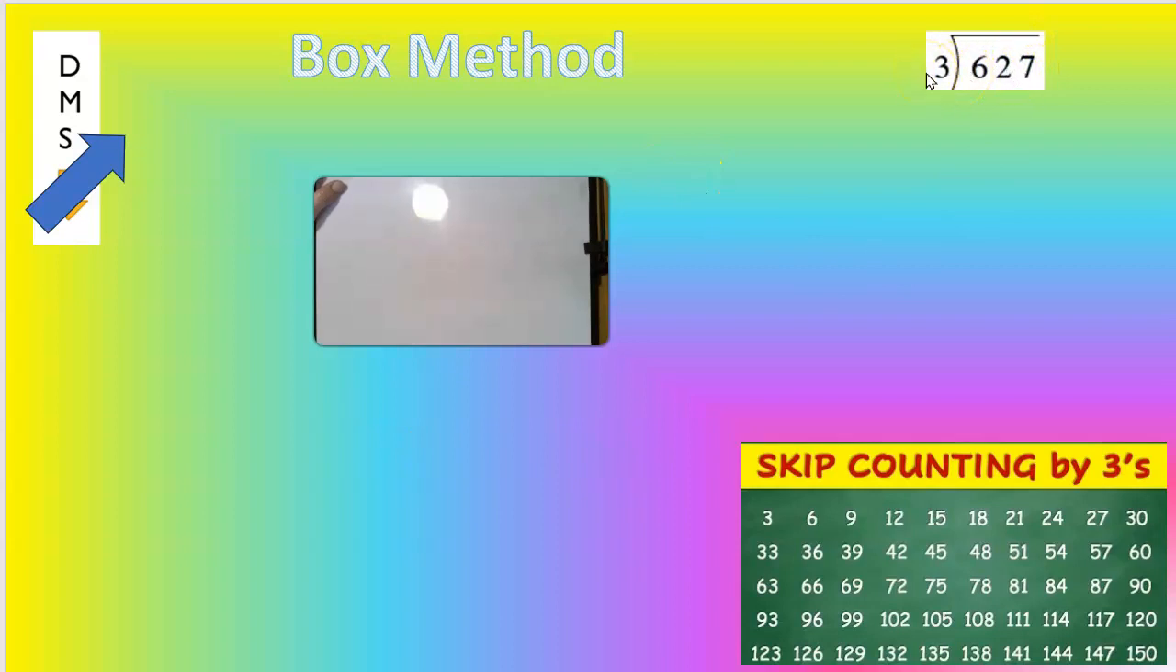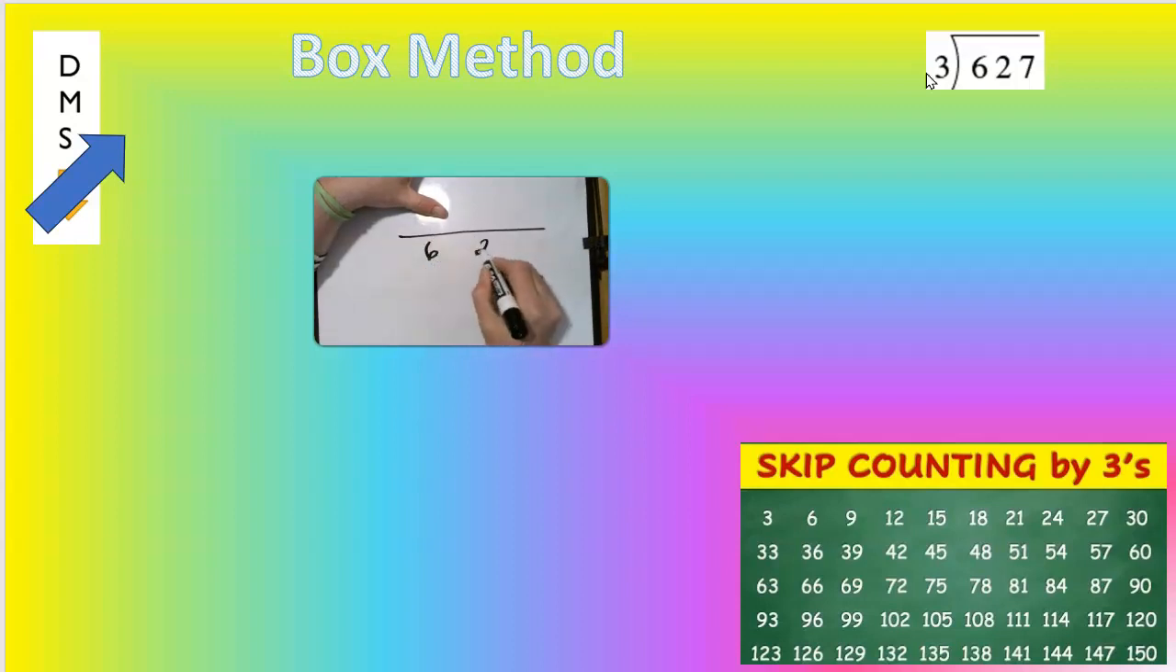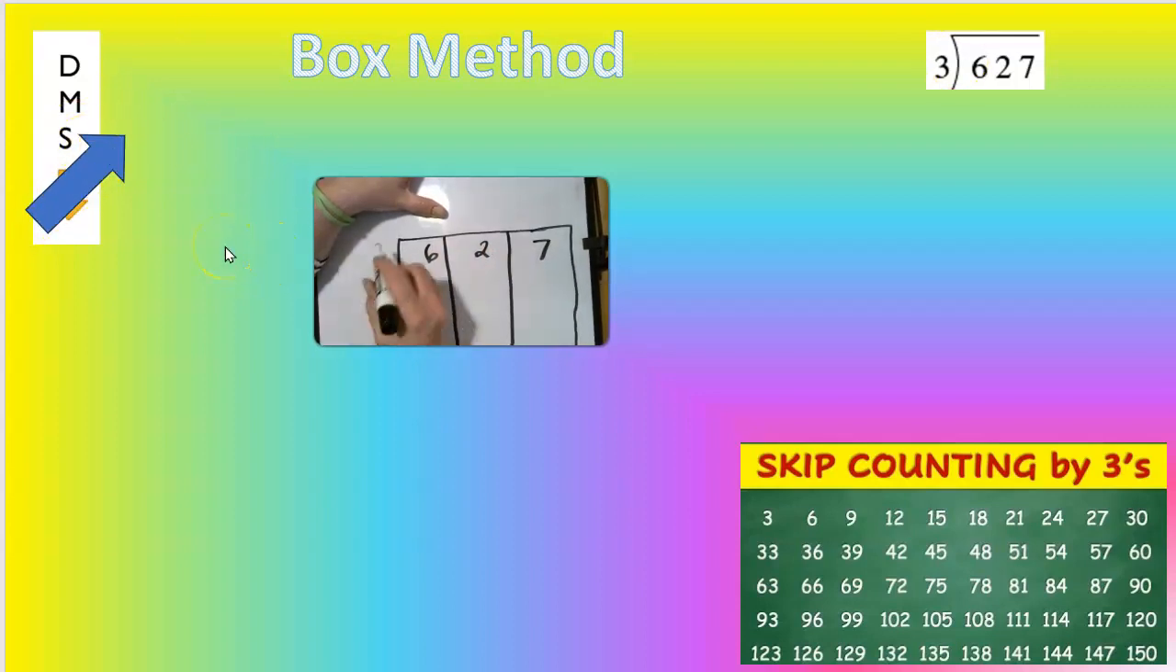627 divided by 3. So to start out with the box method, one thing you need is your 627 broken up into your hundreds, tens, and ones. And you want to leave enough room on each side of the number because you may be adding a number when we do this step, the bring up. So we're dividing by 3. I have the 3's here just in case we need to refer back to multiplying by 3's.